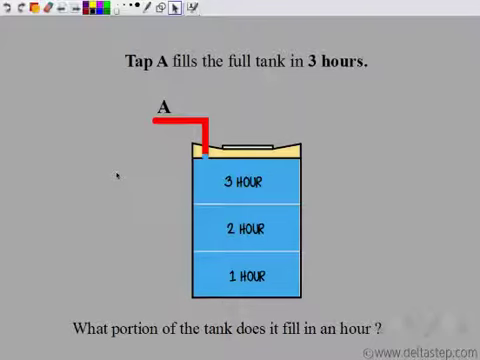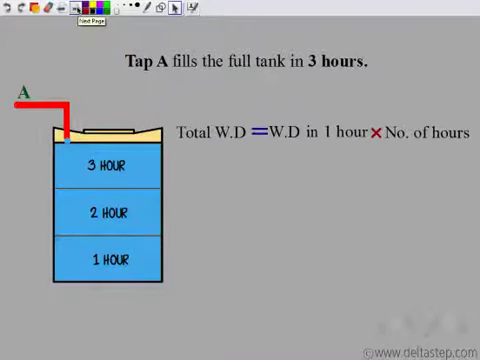Otherwise, we know total work done is work done in 1 hour into number of hours. We had earlier seen that total work done was work done in 1 day into number of days. Now, rather than 1 day, I've changed it to 1 hour. As long as the unit is the same, it does not matter. You can even have work done in 1 year into number of years. So I have work done in 1 hour into number of hours.